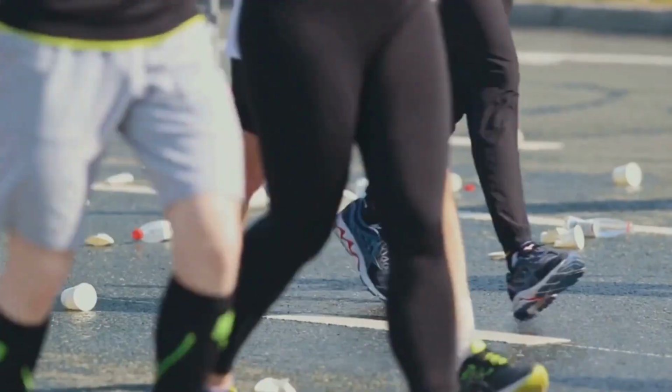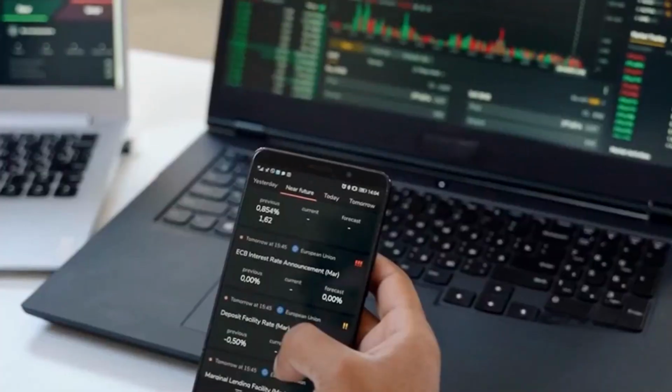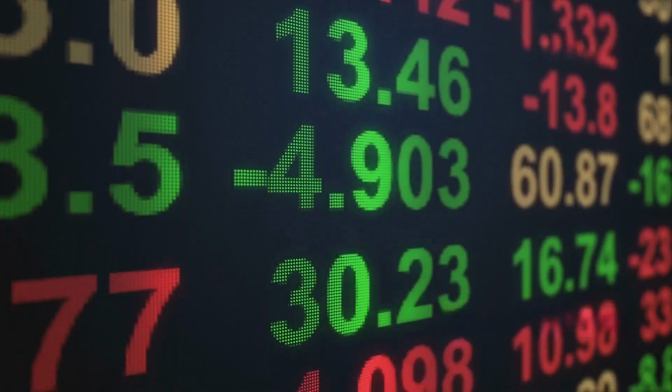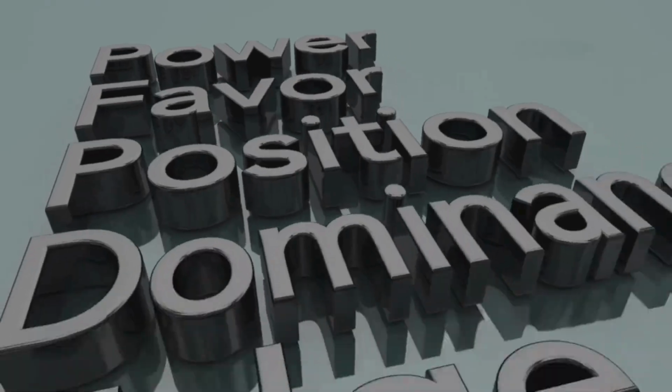Remember, mastering trading is a marathon, not a sprint. Keep learning and practicing. As Jesse Livermore said, the stock market is never obvious, it is designed to fool most of the people most of the time. Fibonacci is your edge. Use it wisely.